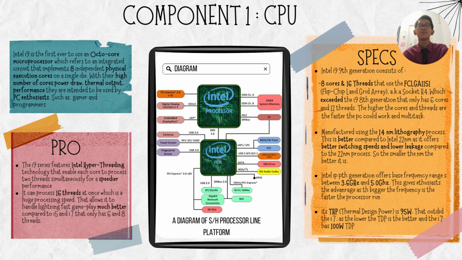Pros of Intel Core i9. The i9 series features Intel hyper-threading technology for speedier performance, and it can process 16 threads at once. Also, it allows it to handle lightning fast gameplay much better compared to i5 and i7.